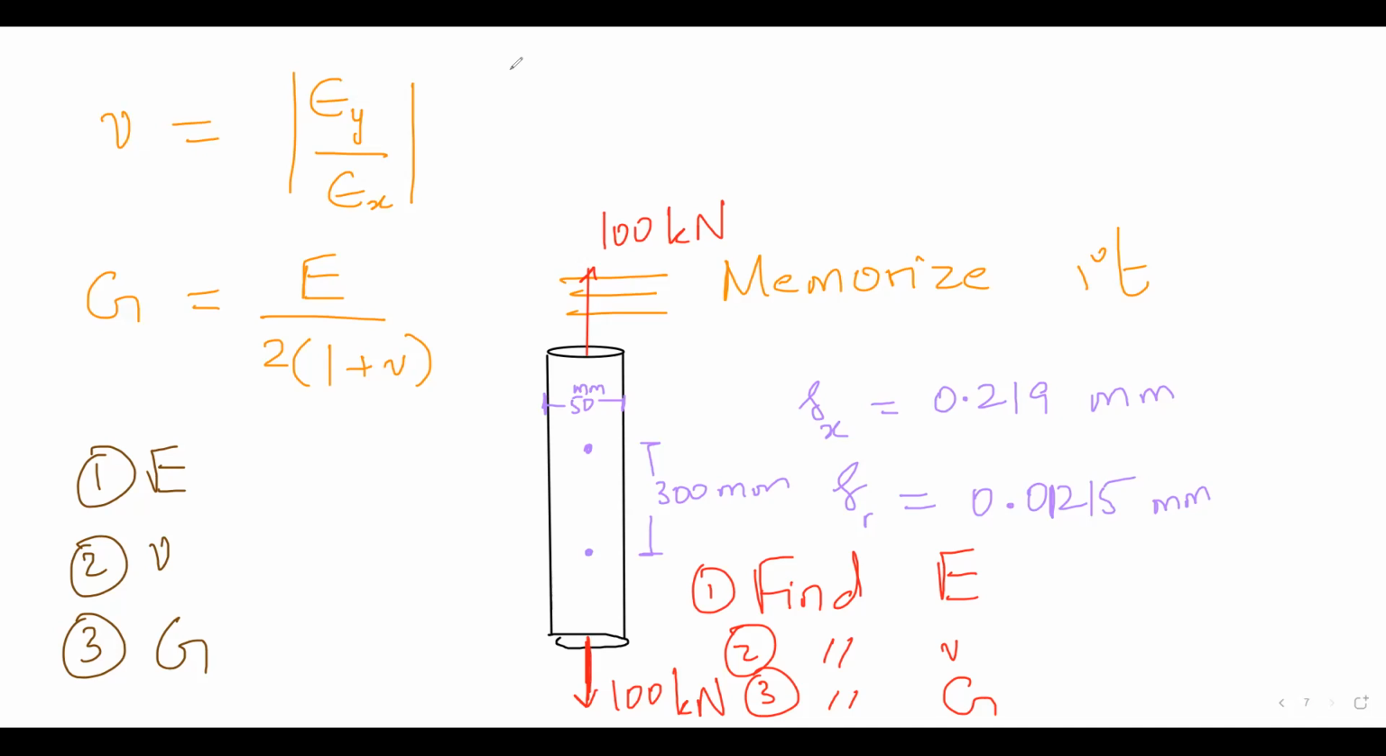By the way, did you observe that the total length of the rod does not matter? You just mark the 2 points. Do you observe that, right? Because I am just caring about the 2 points. They are 300mm apart, and the change in length is 0.219mm. I never gave you the total dimension. So observe these very little details.